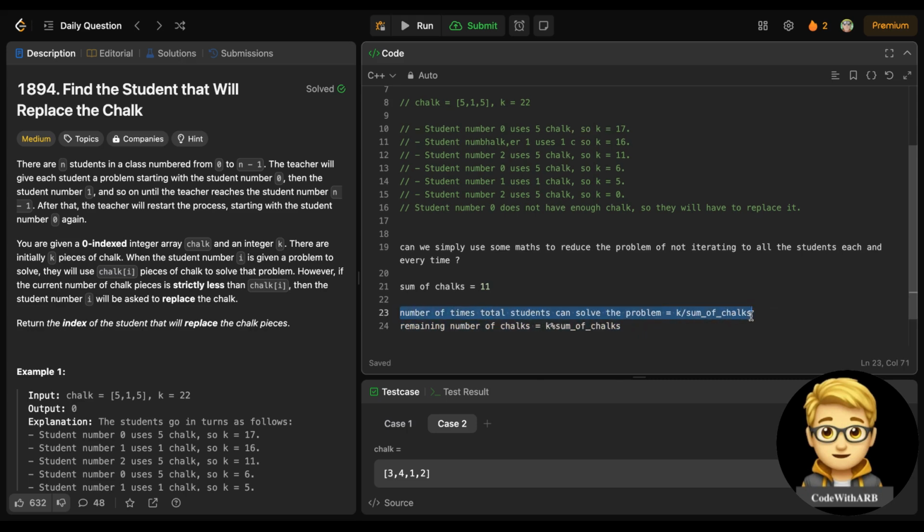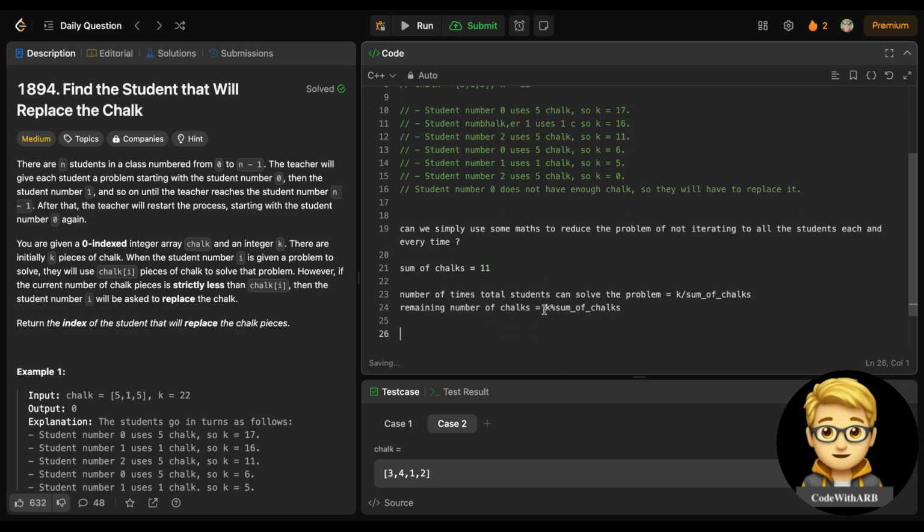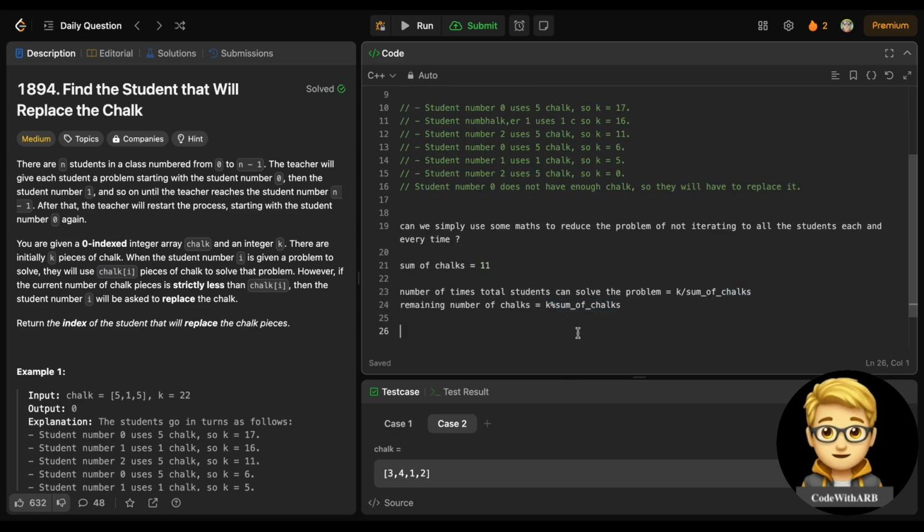So this much amount of iteration is reduced. And we know that when we do k modulus sum of chalks, it will definitely be less than k, and definitely less than sum of chalks, I'm sure about that. So basically, we will just solve for this.